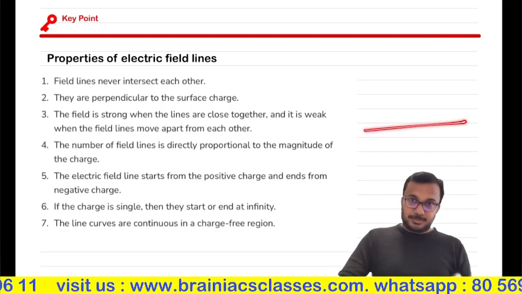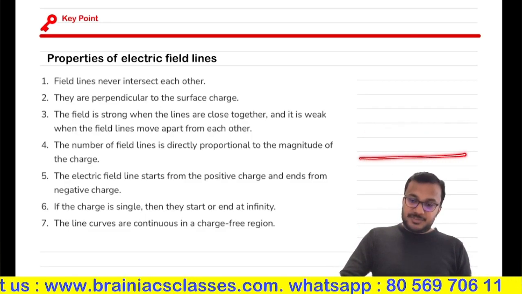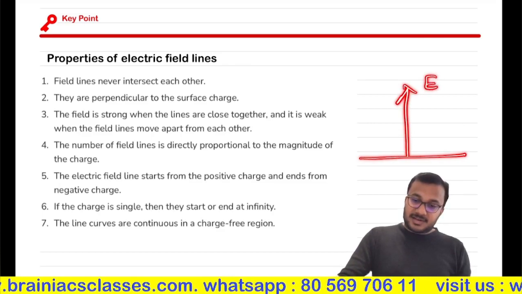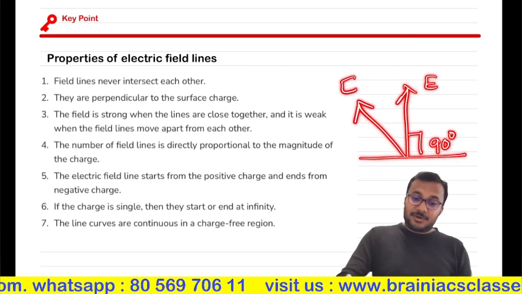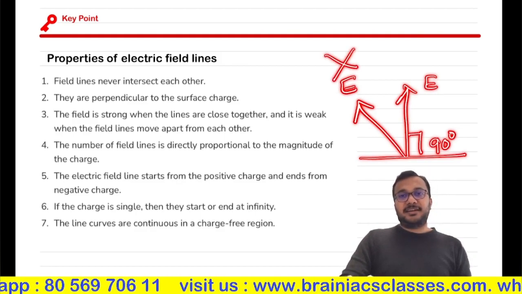Suppose if you have a sheet placed like this, then the electric field is always like this, making 90 degrees to the sheet. Electric field never goes like this. This is wrong. This is not 90 degrees.